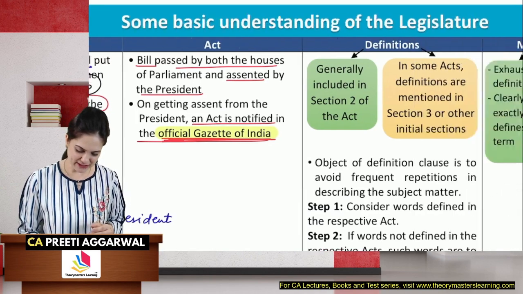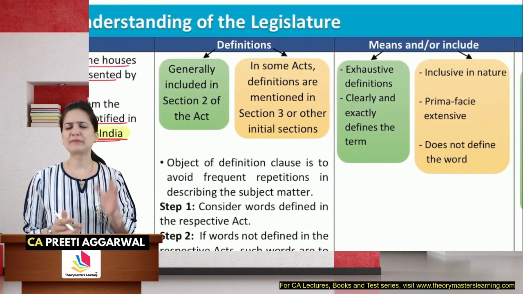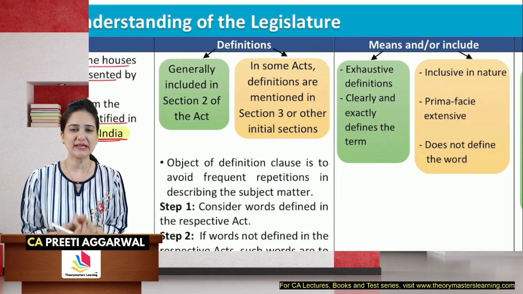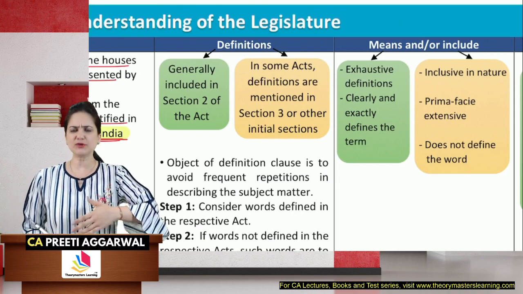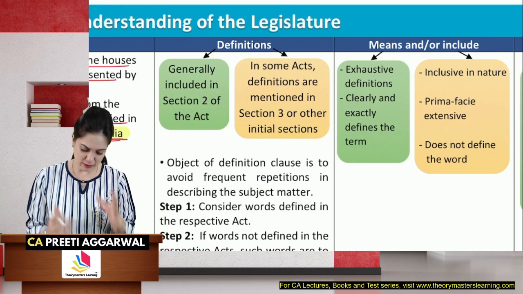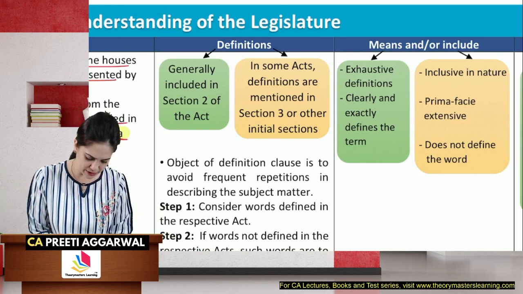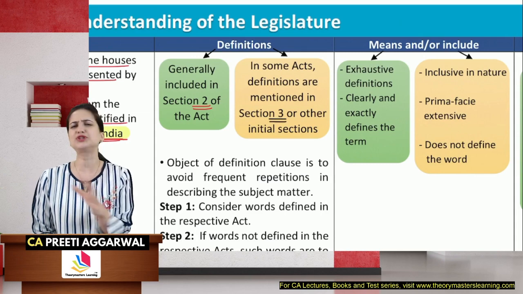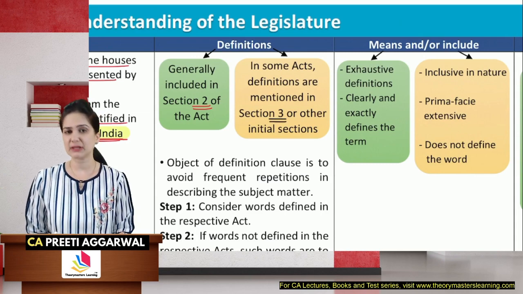Then we have the definitions. What is the main purpose of definition? Definition means that we are trying to bring uniformity in the understanding of a term. We are trying to avoid repetition. Instead of explaining the concept again and again, we define it at one place. These are generally included in section 2 of the act, or sometimes under section 3 or other initial sections. Generally, we find them under section 2.